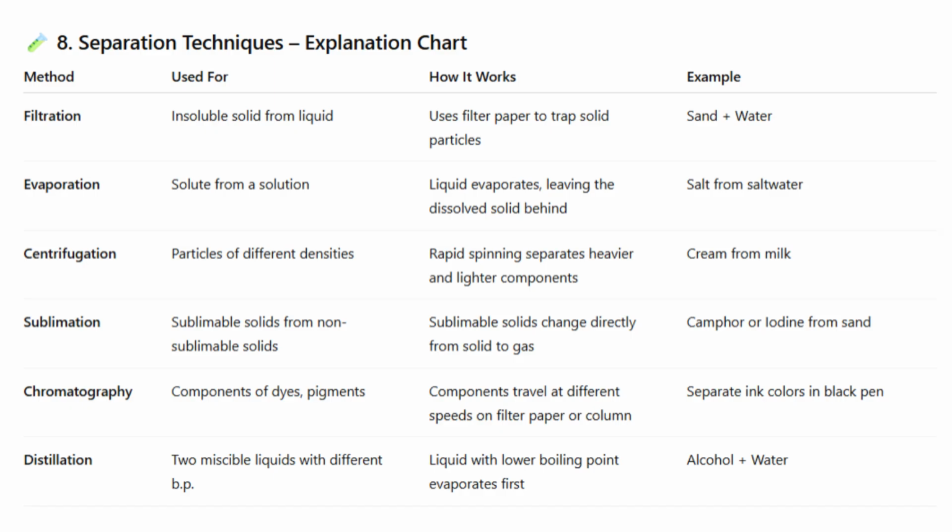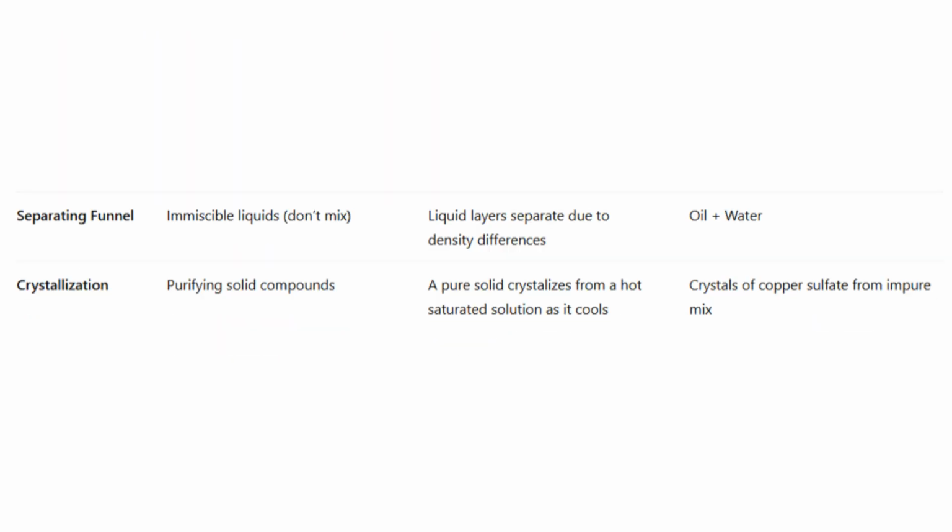Example: alcohol and water. Separating funnel: Method used for immiscible liquids that don't mix. How it works: Liquid layers separate due to density differences. Example: oil and water. Crystallization: Method used for purifying solid compounds. How it works: A pure solid crystallizes from a hot saturated solution as it cools. Example: crystals of copper sulfate from impure mix.